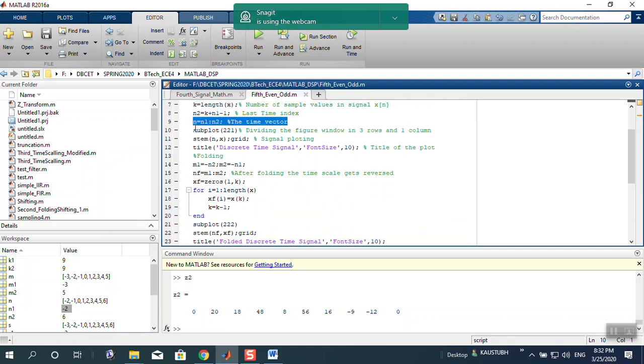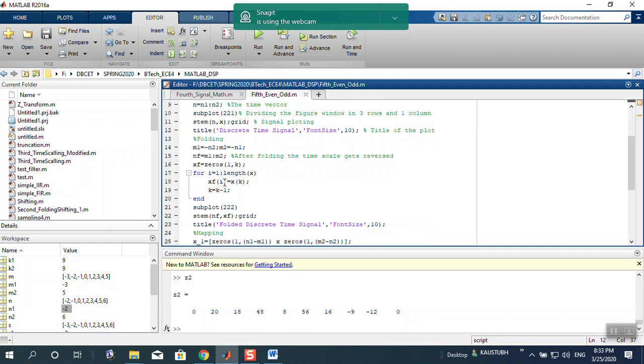And for plotting, again we are using the subplot. Already we discussed this. 2, 2, 1 means we are dividing the figure window into 4 sections, 2 rows, 2 columns, and this is the first figure. And for a discrete time signal, the plotting function is stem. The x-axis is your time axis and the y-axis is your signal value x, and grid is to get the grid lines in the plot, and the title command is used for giving the title of the figure or the plot with the font size setting.